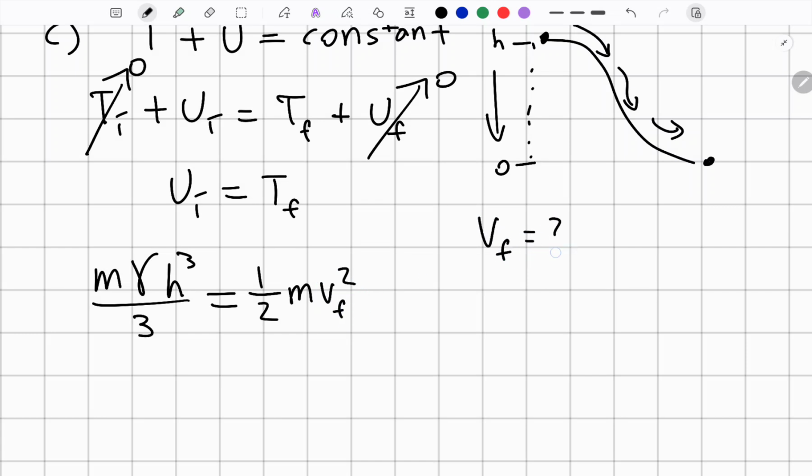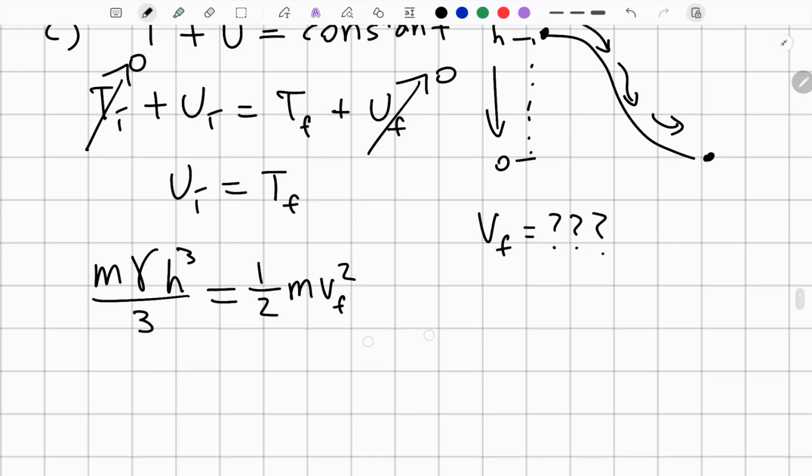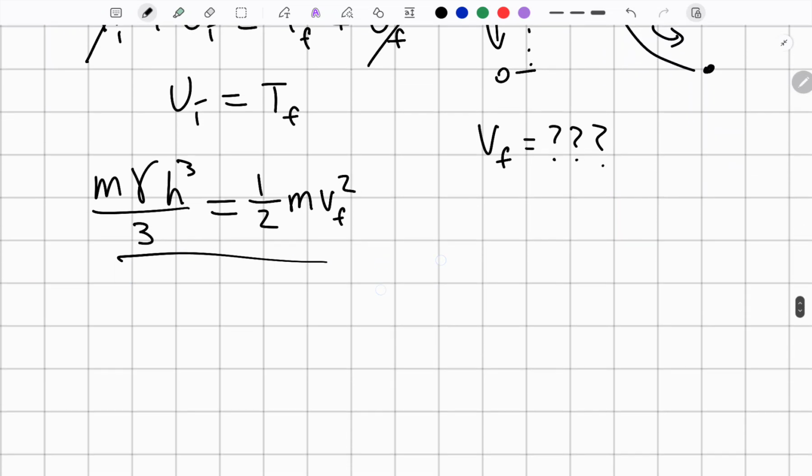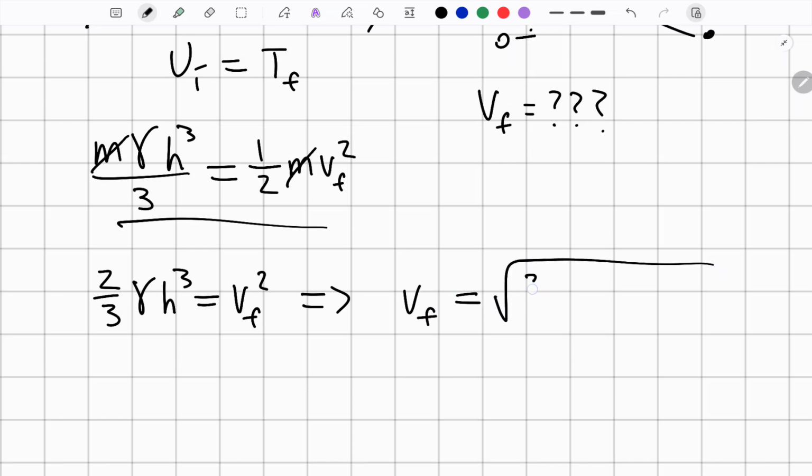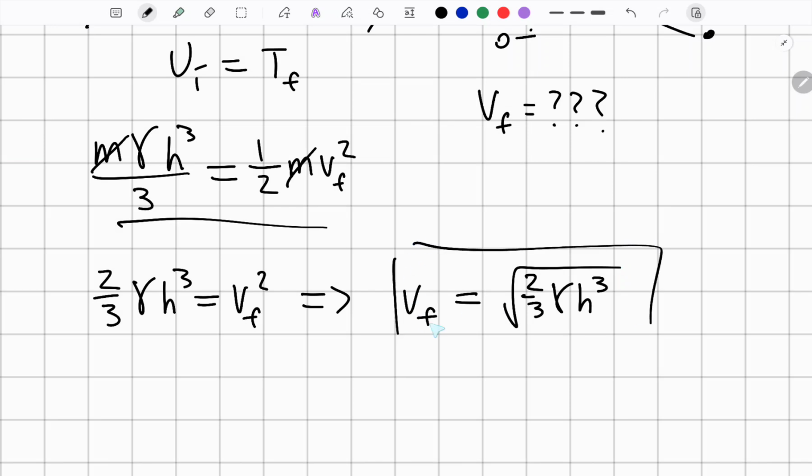And we want to know what our final velocity is. So that's what we're solving for. Now we have one half m v squared. We can get rid of the masses from both sides by dividing those out. We have 2/3 gamma h cubed equals the final velocity squared. Take the square root of both sides. We're going to have our final velocity equal to the root of 2/3 gamma h cubed.